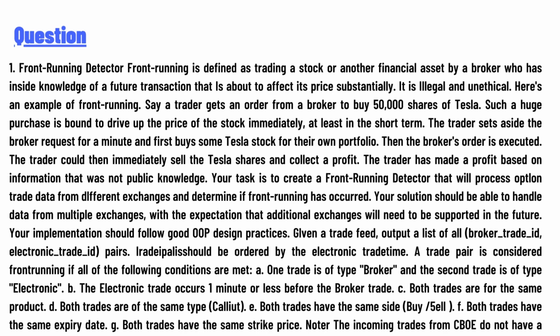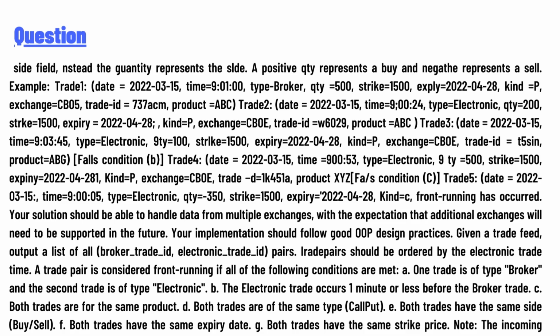Note: the incoming trades from CBOE do not have a side field. Instead, the quantity represents the side. A positive quantity represents a buy and a negative quantity represents a sell.